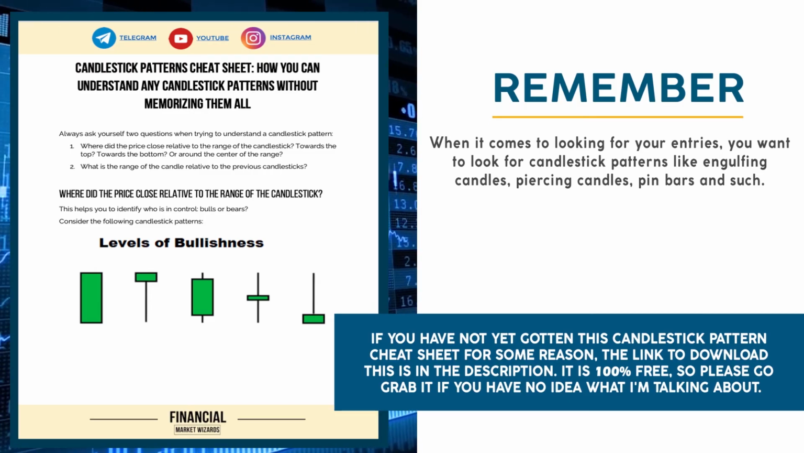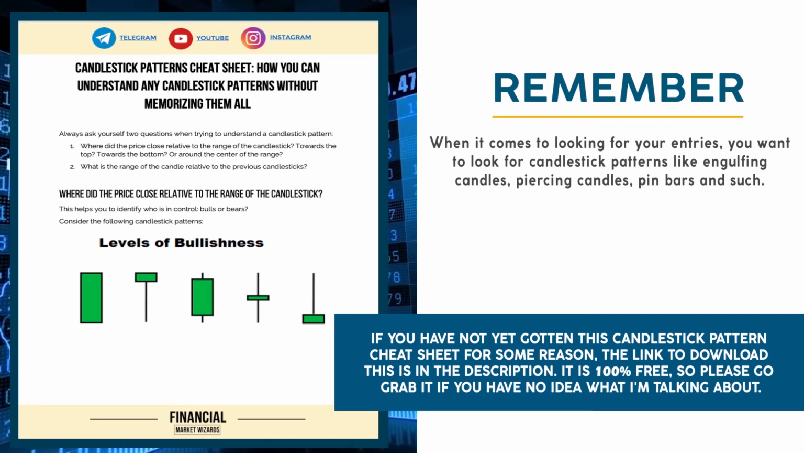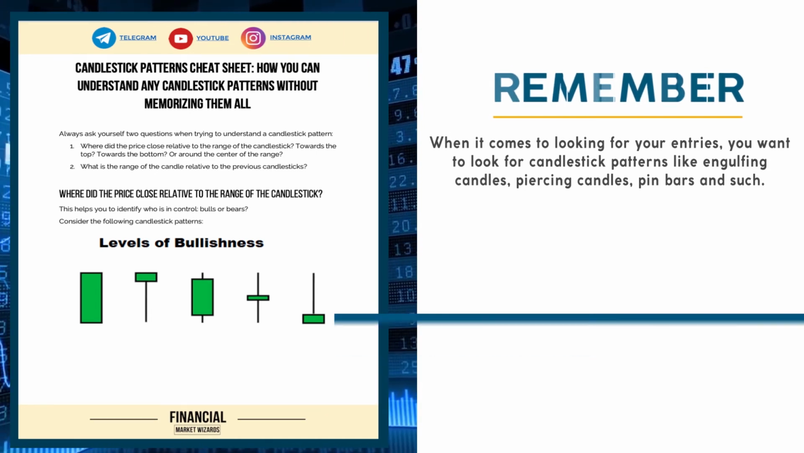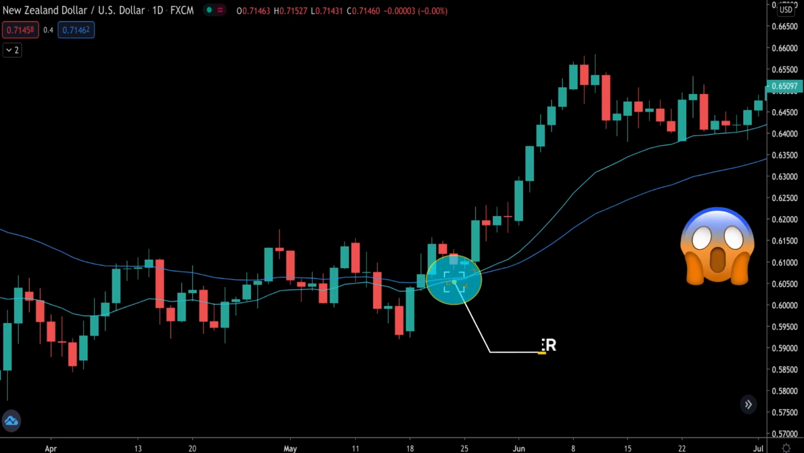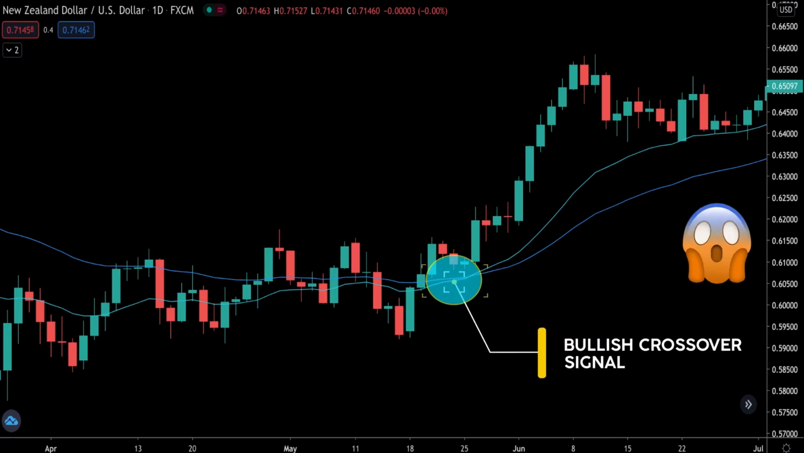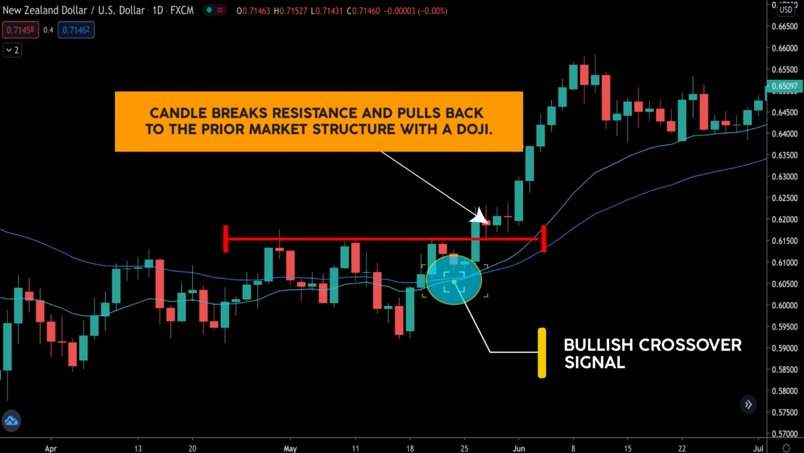For now, let me walk you through a couple of examples to help you better understand this. Here, we have a bullish moving average crossover. That's a bullish signal. But we do not trade directly off the signal. We wait patiently for price to break the resistance, pull back to the level with a nice candlestick pattern, and then take the trade.